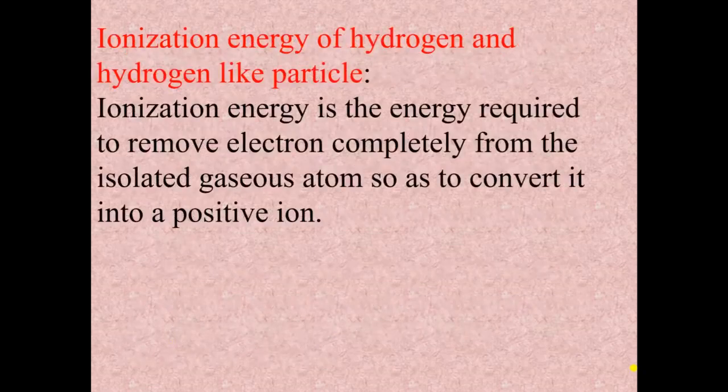So next is ionization energy of hydrogen and hydrogen-like particles. In numericals, you will see this term, ionization energy or ionization enthalpy. What is the meaning of it? Ionization energy is the energy which is required to remove an electron from its ground state in an isolated gaseous atom so that it can convert into a positive ion.